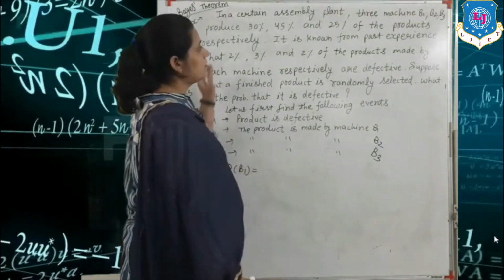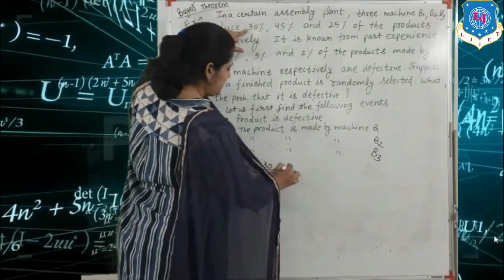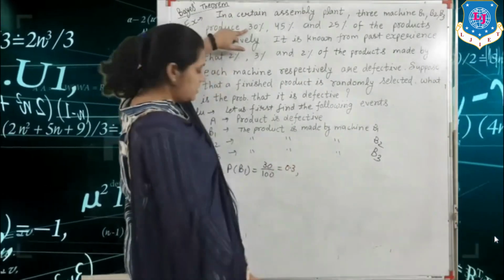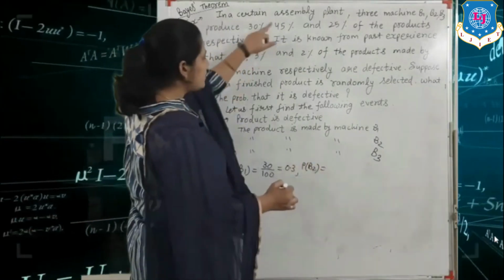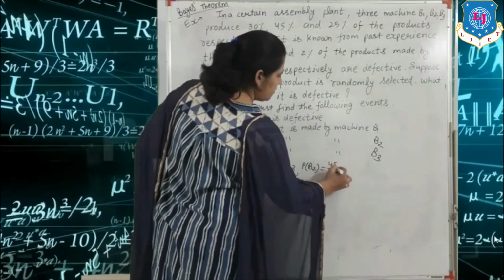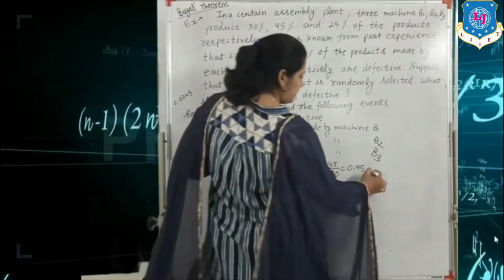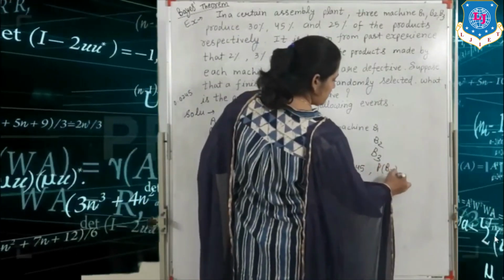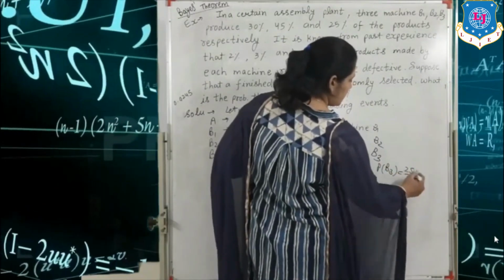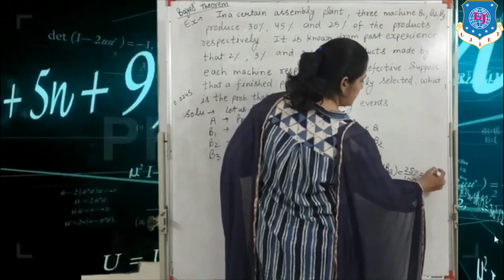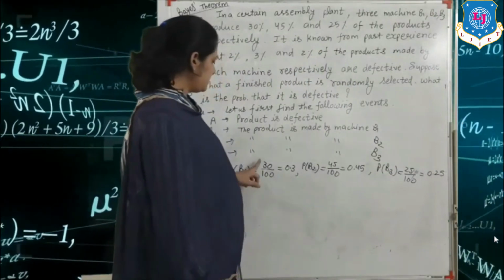Next, we are given the probability of B1. The probability of B1 is 30%, that means 30 by 100, that means 0.3. Got it? Next, the probability of B2 is 45%, so we write 45 by 100, that means 0.45. And the third is the probability of B3, which is 25%, that means 25 by 100, equal to 0.25.